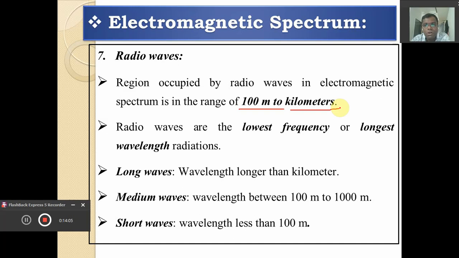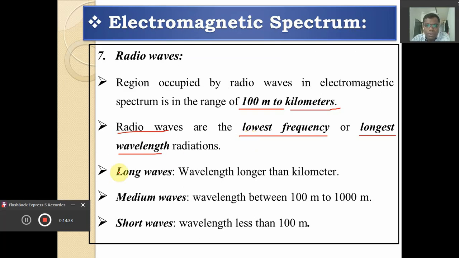So it has a very long range in the electromagnetic spectrum, and radio waves have the lowest frequency and the longest wavelength. This is because in the electromagnetic spectrum, all the radiations are arranged on the basis of increasing wavelength or decreasing frequency and energy. That's why radio waves have the longest wavelength, a very large value of wavelength, and the lowest frequency, a very small value of frequency.